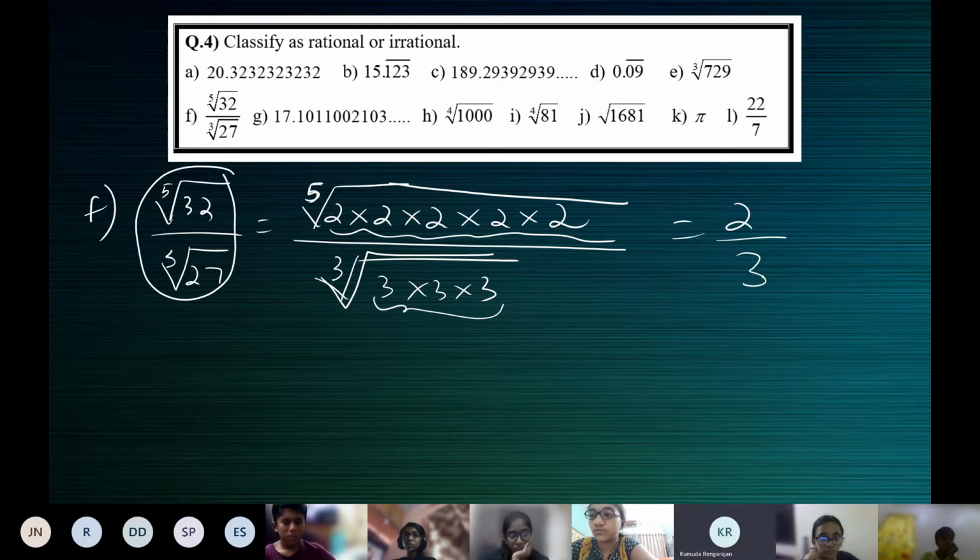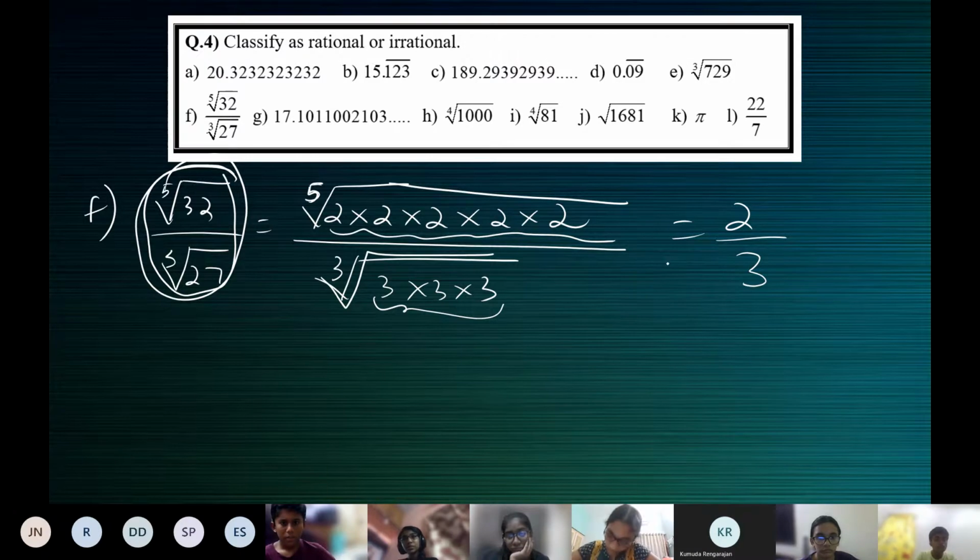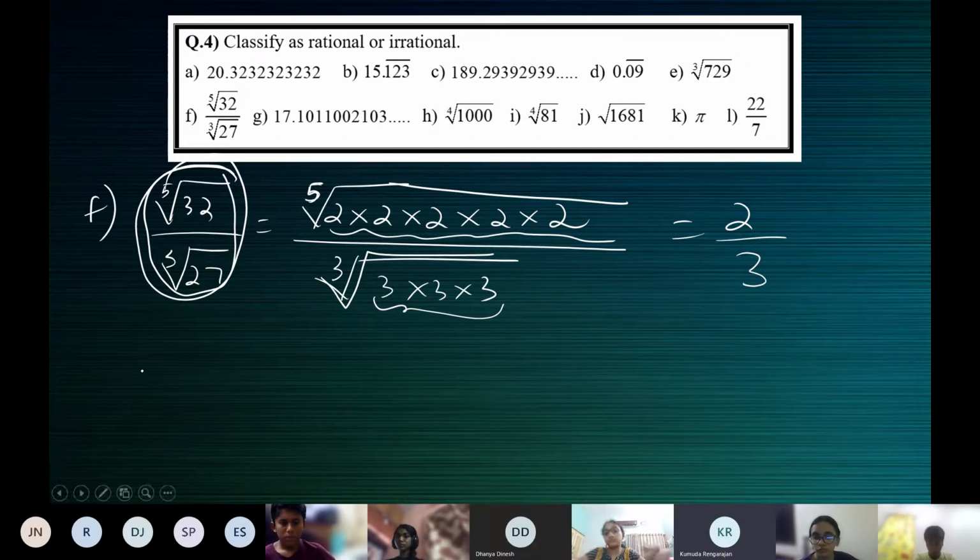Yes, 2 by 3. And 2 by 3 has the p by q form and hence it's a rational number. So the given expression is a rational number, because it has a p by q form, 2 by 3. These are the steps, children. You must simplify like this. And then 2 by 3, p by q, so it's a rational number.